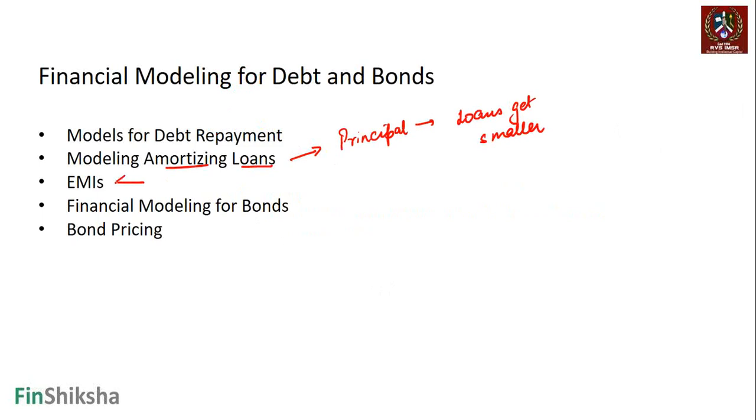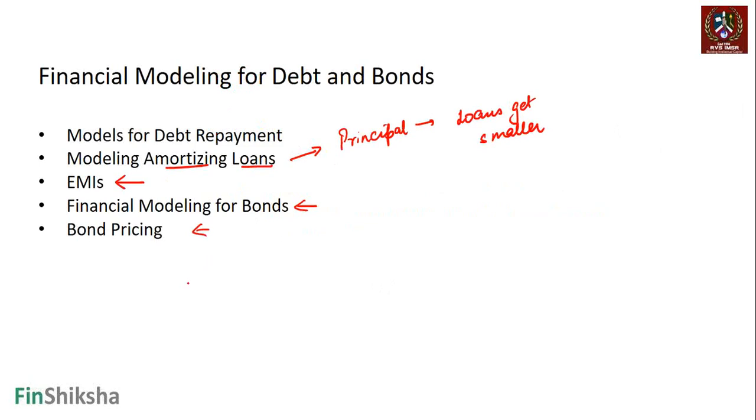We're going to have a specific focus on EMIs and once again recap what happens in, let's say, a home loan EMI if interest rates change, if tenure changes, etc., and recap that entire discussion. We're going to look at financial modeling for bonds and bond pricing in the later part of this unit, right? So let's first begin with models for debt repayment.